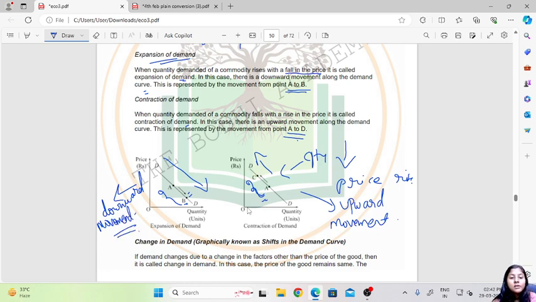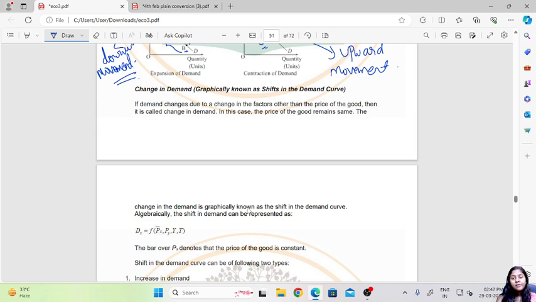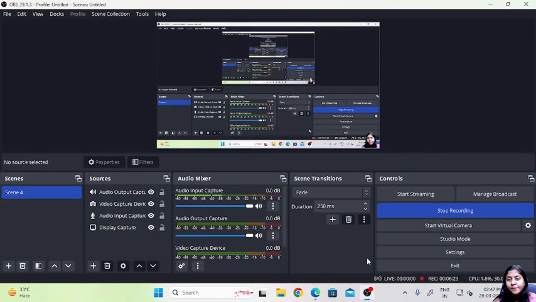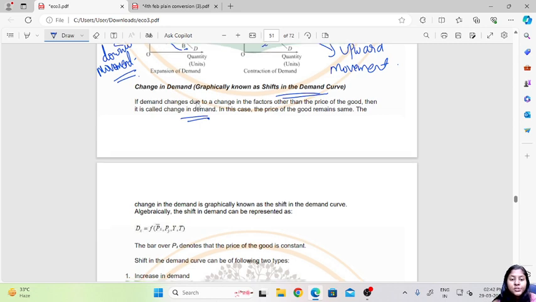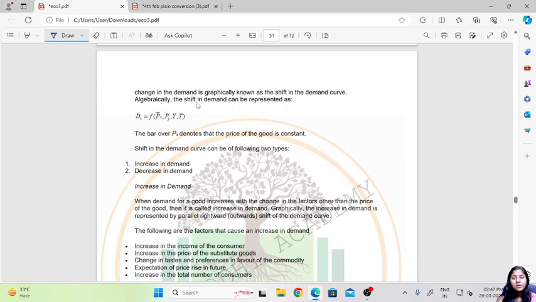Then change in demand is graphically known as shift in the demand curve. If demand changes due to a change in factors other than the price of the good, then it is called change in demand. In this case, the price of the good remains the same. The change in demand is graphically known as shift in the demand curve. The shift in demand can be represented like this, and the bar over Px denotes that the price of the good is constant. This is important.